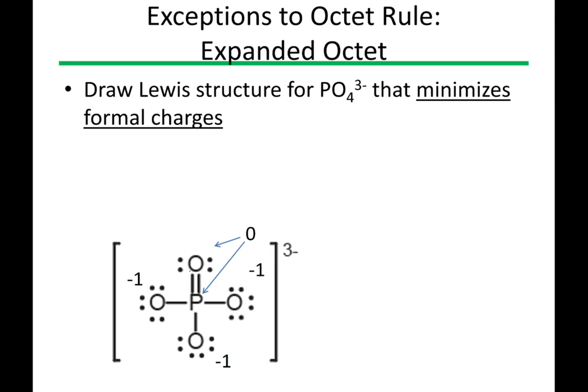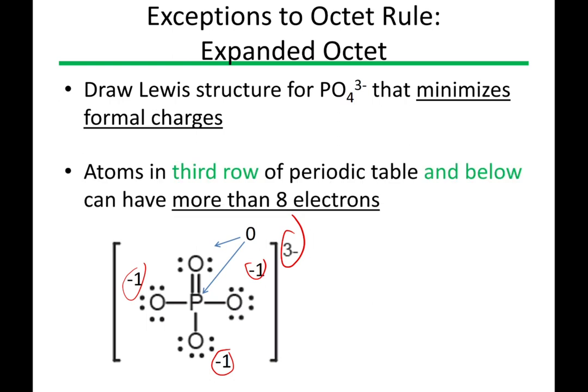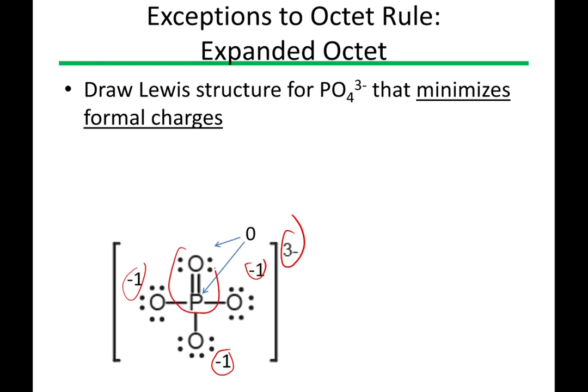So if we get rid of that lone pair and make a double bond to the phosphorus, we now have 3 -1s, which is about as low as we can get for a 3- ion. And now phosphorus and this top oxygen both have a formal charge of 0, which is better in terms of formal charge. But of course this violates the octet rule. However, that actually doesn't matter.